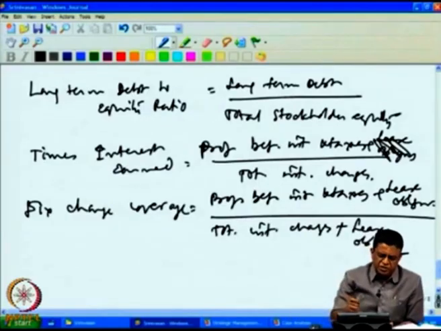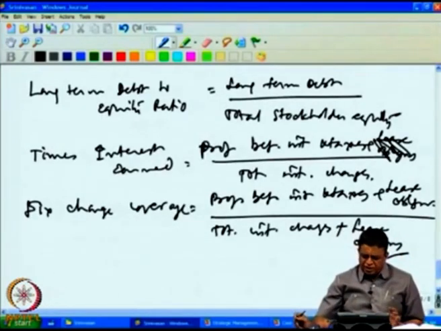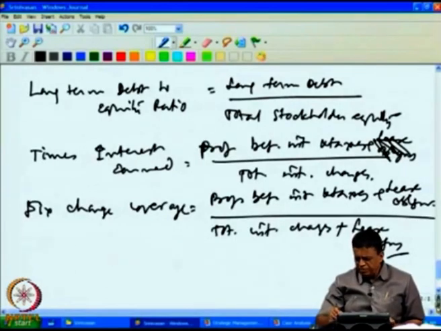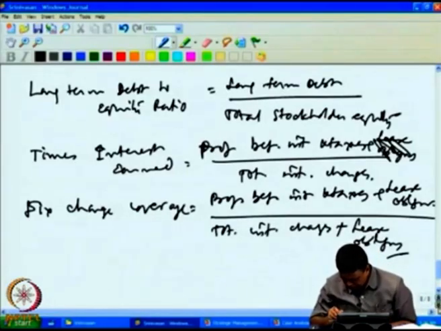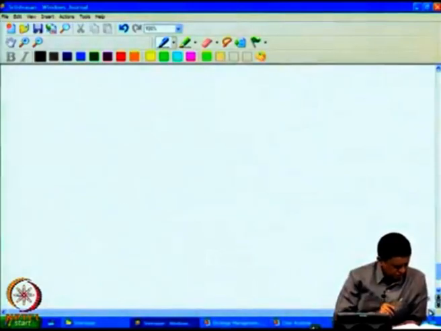So, there may be a first charge, second charge, all these types of things which they mention in financial terminology, which the firm is to meet. So, this is the next one which you may have to do. This is the other category of ratios, that is the leverage ratios. We are looking at debt to assets, debt to equity, long term debt to equity ratio, times interest earned, then the fixed charge coverage.